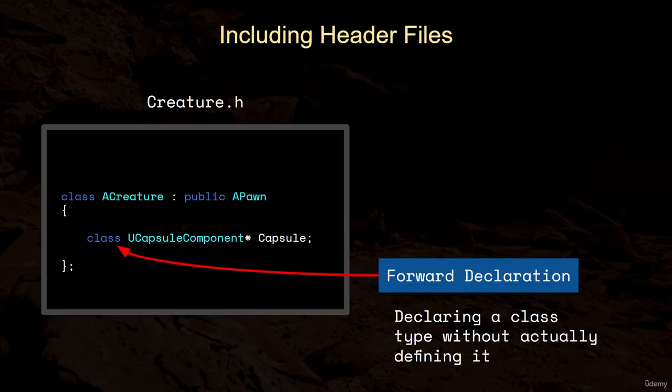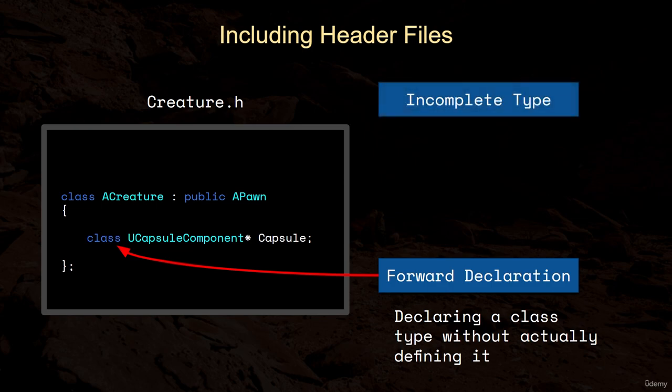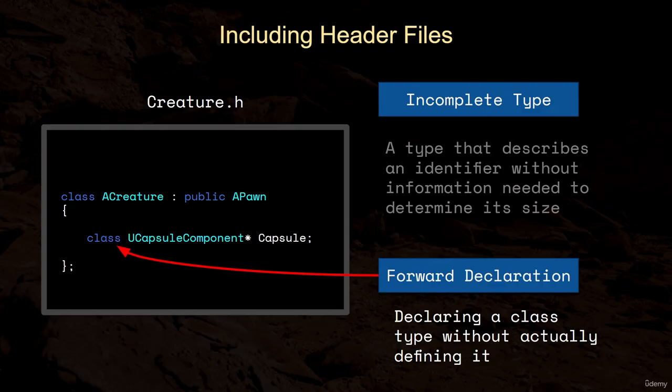So when we forward declare, UCapsuleComponent is considered an incomplete type here in Creature.h. An incomplete type being a type that describes an identifier, in our case UCapsuleComponent is the identifier, without information needed to determine its size. The information that we would need to determine that class's size would be the class declaration itself. That would be in CapsuleComponent.h. So until the compiler can actually see where the UCapsuleComponent class is defined, UCapsuleComponent here is an incomplete type, and our usage of it is limited.